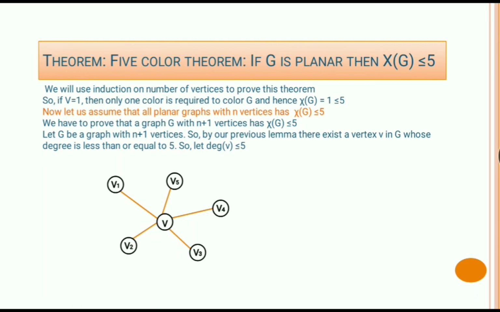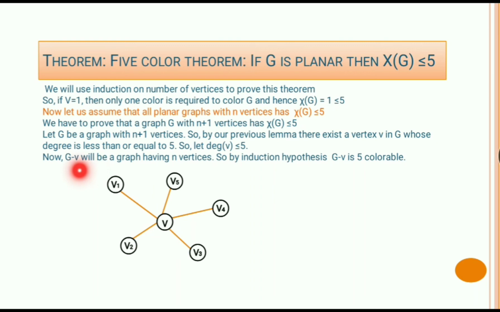Okay, so we have two cases here. The degree of V can be equal to 5, and the degree of V can be less than 5. Now let us see what G minus V is. G minus V is a graph having n vertices. If I remove this V and all the edges here, then G minus V will be a graph which has only n vertices.